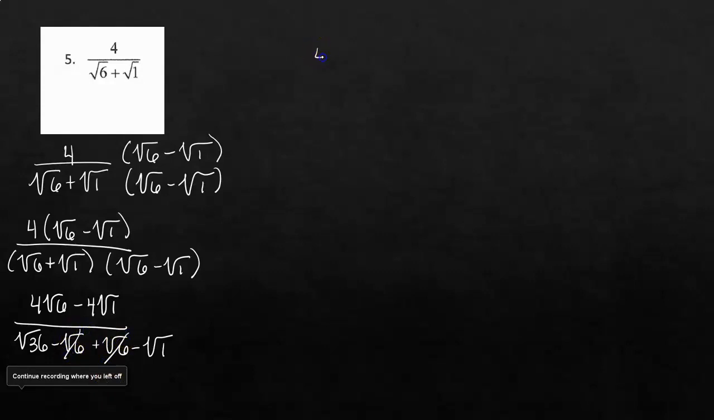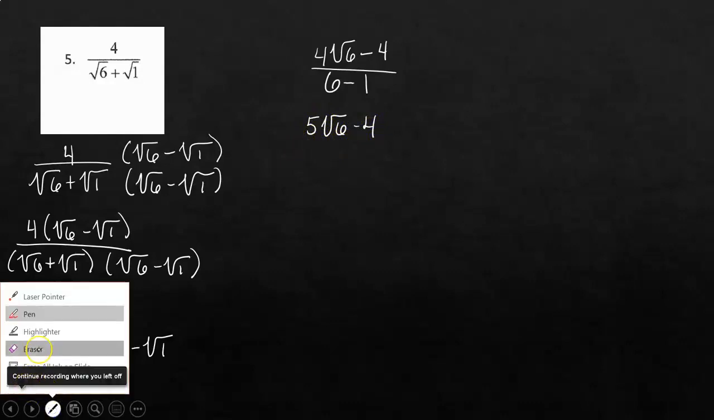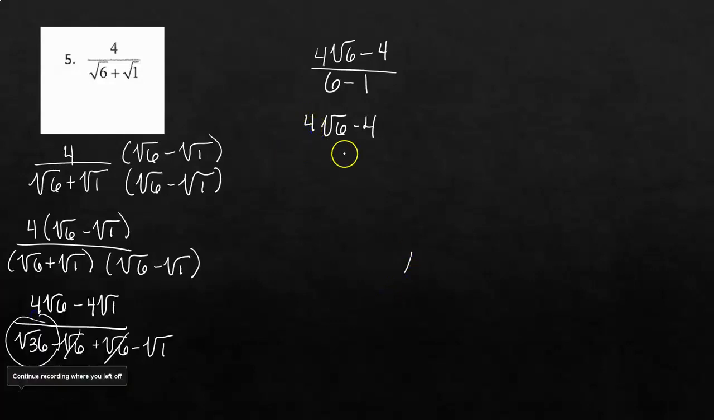So the 4 root 6 and 4 times the square root of 1, we often forget that 1's a perfect square. So we're pulling out 1, so this will be minus 4. And down on the bottom here, the square root of 36 is 6. The square root of 1 is 1. Oops, hold on, I should have written down a different number here. This should be 4 root 6, not 5 root 6, and 6 minus 1 is 5. So we have 4 root 6 minus 4 over 5, and we're done.